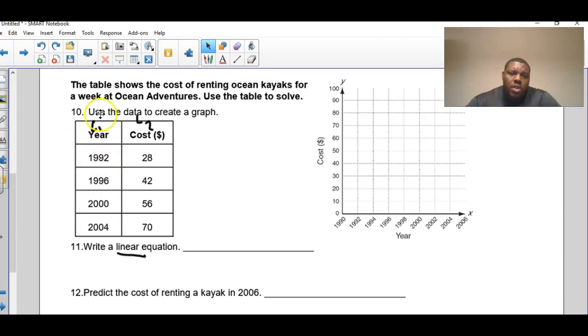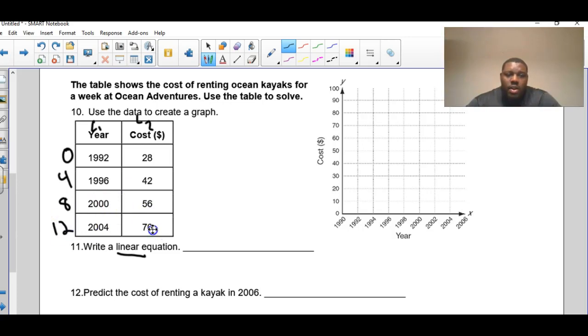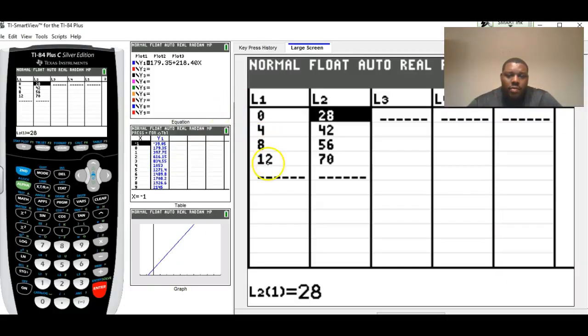So I want to start this right here as year 0. In year 0, the cost was $28. In 4 years, the cost was $42. In 4 more years, which is 8 years now, it was $56. And in 4 more years, which is now 12 years from the start, it is $70. So that is why when you see my calculator, it looks a little different than what you have on the paper there, 1992, 1996, and so on and so forth, okay?